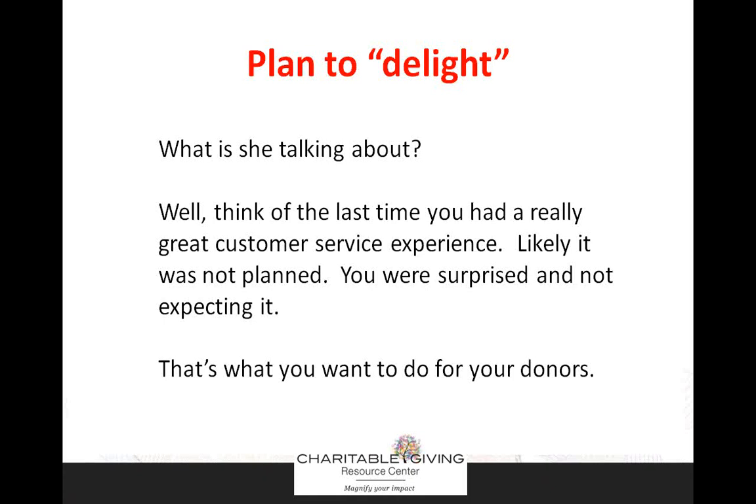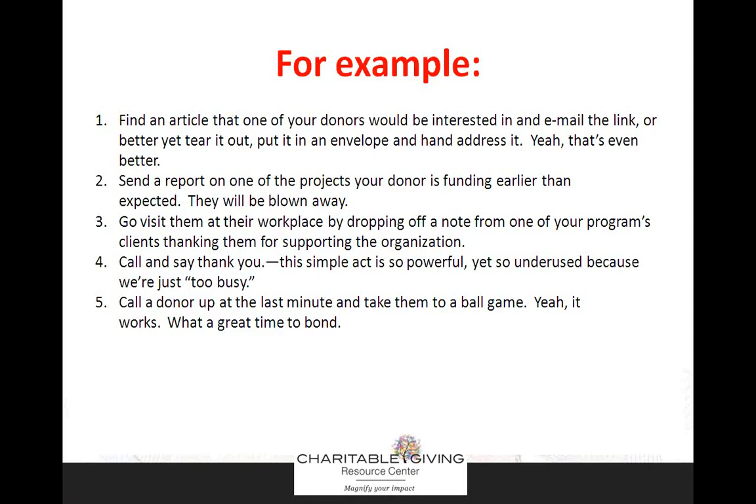Isn't that what you want your donors to feel? When I talked early on about putting that little note on the thank you letter, thank you for being a donor for 7 years, that was not expected by that donor, and yet it delights them enough to see that, to pick up the phone and call. Make sure you create some of these.